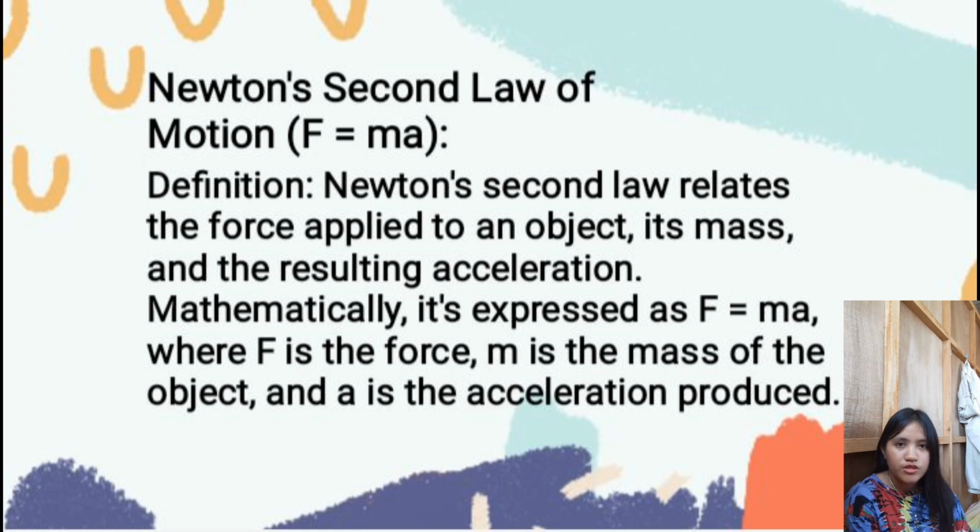Newton's second law of motion: F equals ma. Definition. Newton's second law relates the force applied to an object, its mass, and the resulting acceleration. Mathematically, it's expressed as F equals ma, where F is the force, m is the mass of the object, and a is the acceleration produced.